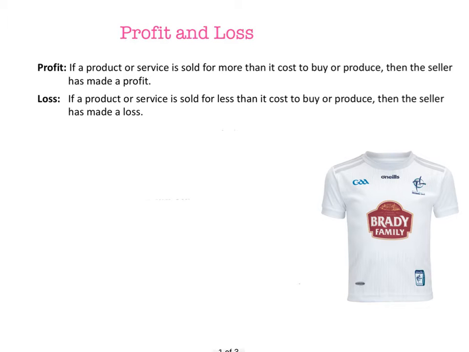However, if a product or service is sold for less than it cost to buy or produce, then in this case the seller has made a loss. So profit is that they've gained extra money, and a loss is that they've lost money on a product. So let's look at this Kildare jersey, for example. Let's say I bought this Kildare jersey for €60.